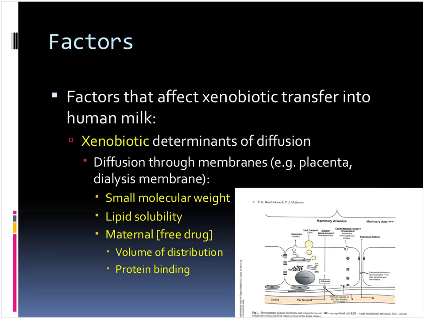And of course, the determinants of whether the mother has a high free drug concentration would be a small volume of distribution, leaving more of the ingested medication in the capillary, and low protein binding. Because low protein binding increases the free drug fraction and allows more diffusion, since drugs that are bound to proteins don't readily diffuse across membranes.